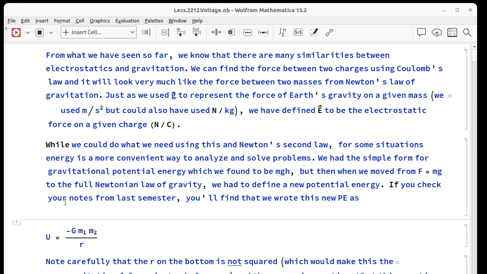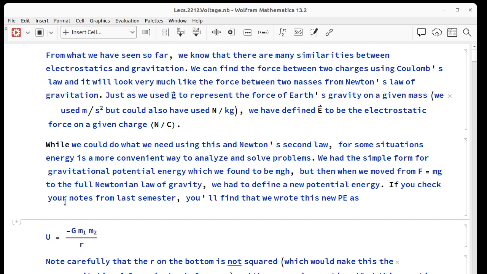Here we're going to define capital E to be the electrostatic force on a particular charge. We could do everything with Newton's second law, sum of the forces equals ma, and use E times Q to be our force. But it turns out, just as in Physics 1, some problems are easier to do in terms of energy rather than forces.